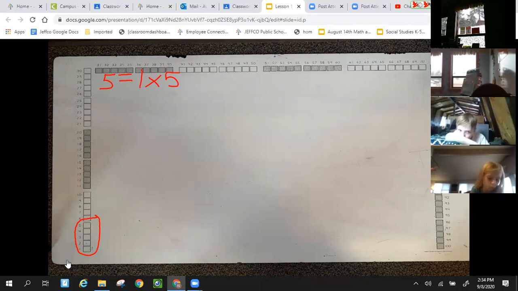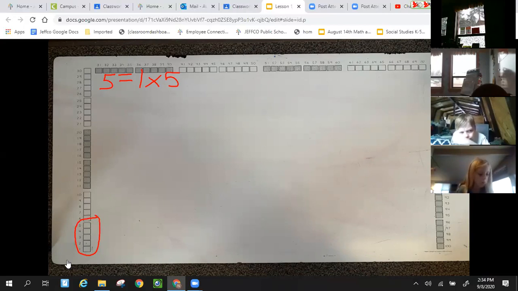So you want to write kind of small, because we're going to keep going on this. We're going to have to get a lot of problems written. So we're just going to go with, this is one group of 5, right? Because one group of 5 is 5. 1 times 5 equals what? 5.